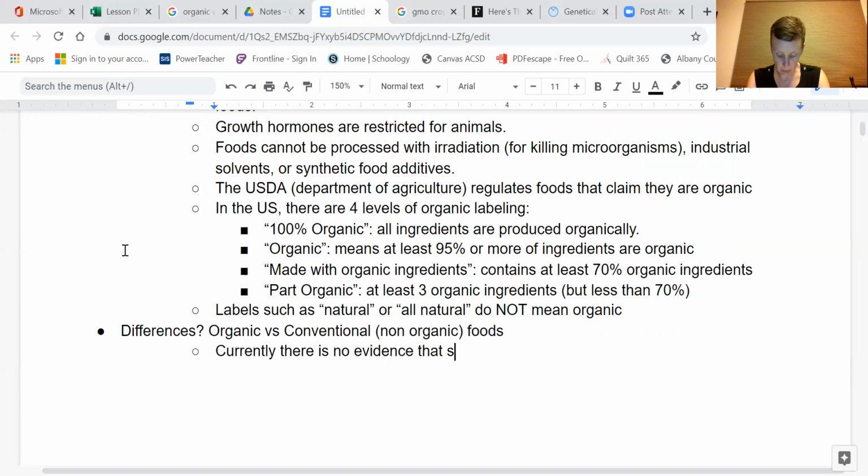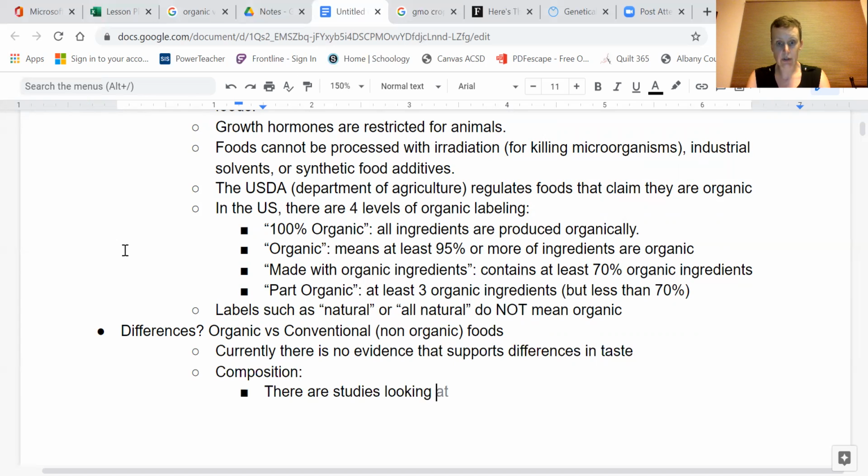that supports differences in taste. So not really a lot of research there. But let's talk about composition. So what's actually in the crops or the meat. So there are studies looking into differences in nutrients and chemical residues.